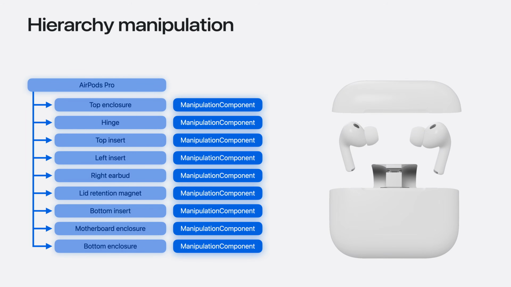To do that, we move the manipulation component down to the children. Suddenly, the top enclosure can be pulled away while the bottom enclosure stays put. A collaborator can rotate one of the earbuds while someone else is examining the other at the same time. That shift from thing to look at to thing to explore happens entirely because of where that component lives in the tree. Nothing else changed.